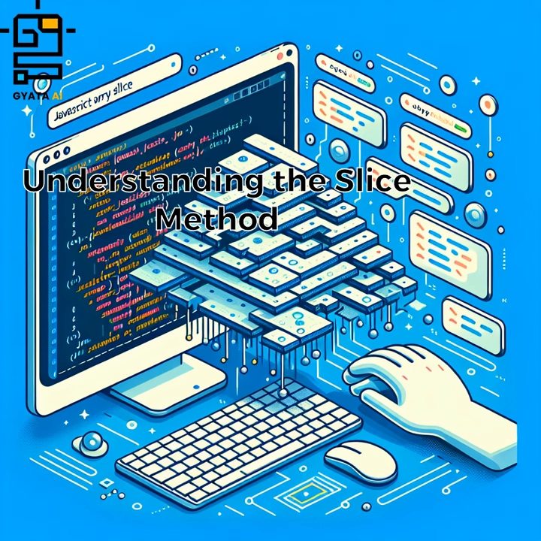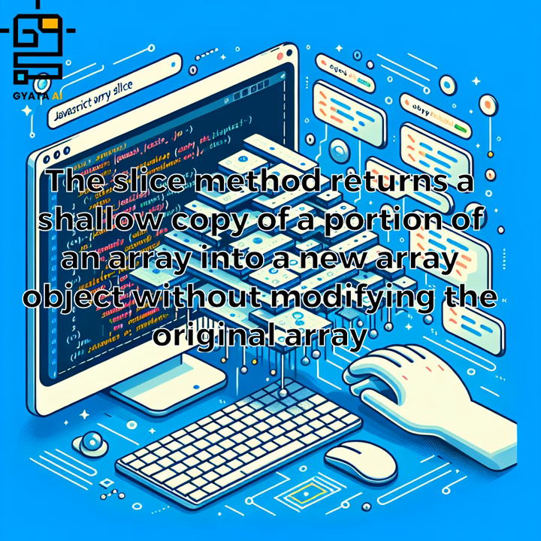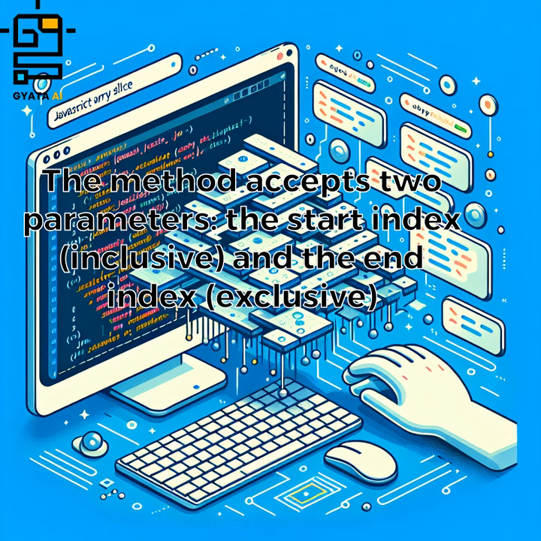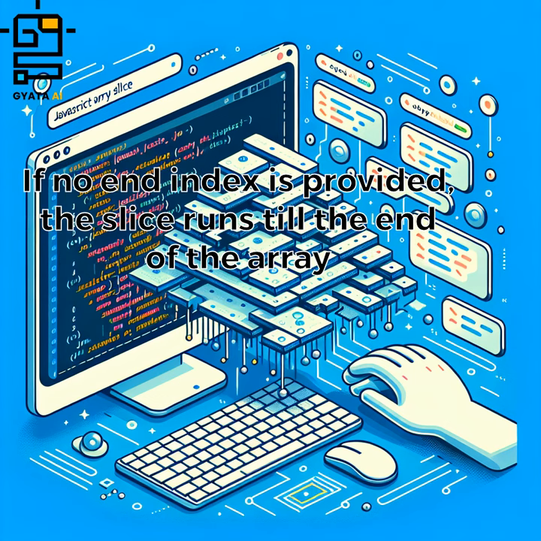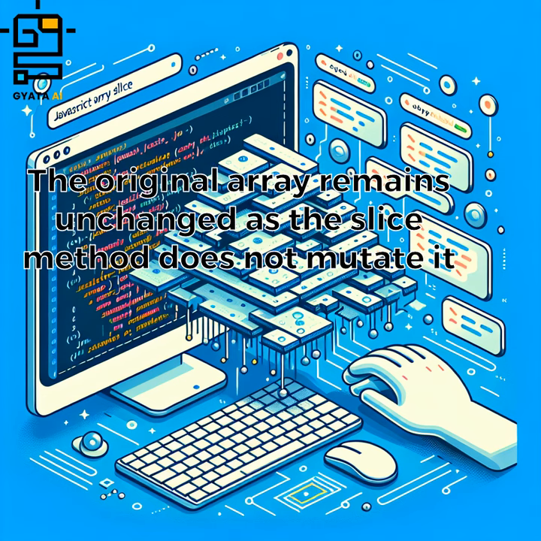Understanding the slice method: it returns a shallow copy of a portion of an array into a new array object without modifying the original array. The method accepts two parameters, the start index inclusive and the end index exclusive. If no end index is provided, the slice runs till the end of the array. The original array remains unchanged as the slice method does not mutate it.